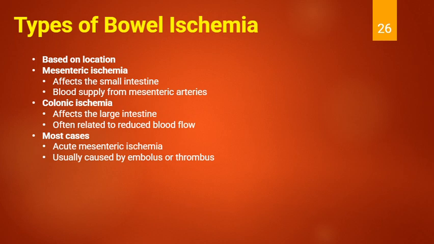Bowel ischemia is often classified based on which part of the intestine is affected. When ischemia occurs in the small intestine, it is called mesenteric ischemia because the mesenteric arteries supply blood to the small intestine. When ischemia affects the large intestine, the condition is called colonic ischemia. Although chronic forms can occur, most cases of bowel ischemia develop suddenly as acute mesenteric ischemia. This often happens when a blood clot or embolus blocks a blood vessel supplying the intestines.